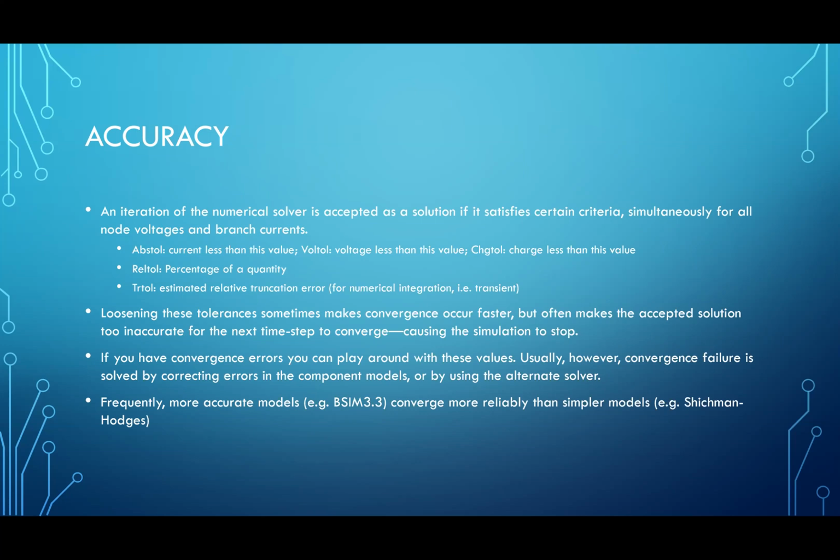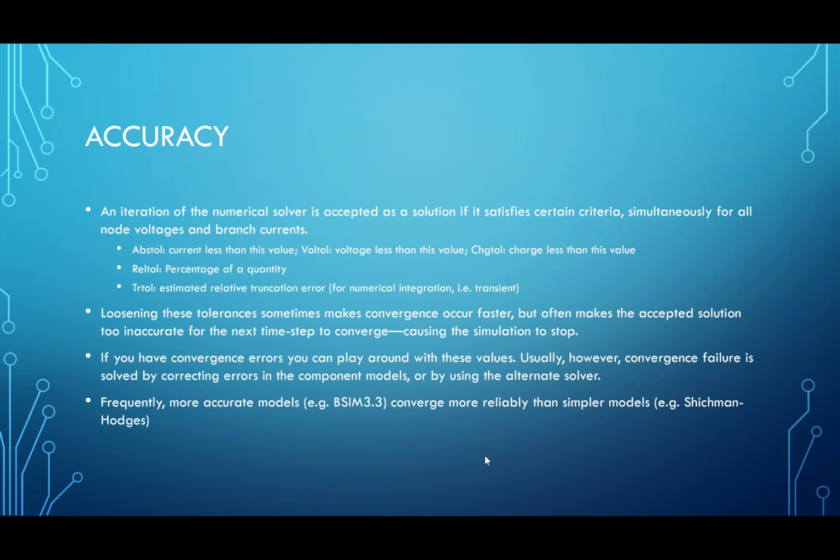And the answer to that is, an iteration is accepted as a solution if it satisfies certain criteria simultaneously for all node voltages and branch currents. So abstol, voltol, chargetol, reltol, trtol, and a couple other tolerance specifications. Abstol specifies the absolute value of current. Voltol specifies the absolute voltage value. Chargetol specifies a certain number of coulombs. Reltol specifies the relative accuracy as a percentage of a quantity. Trtol is estimated relative truncation error, and this applies to transient simulations.